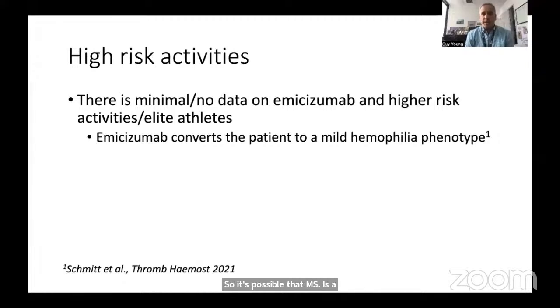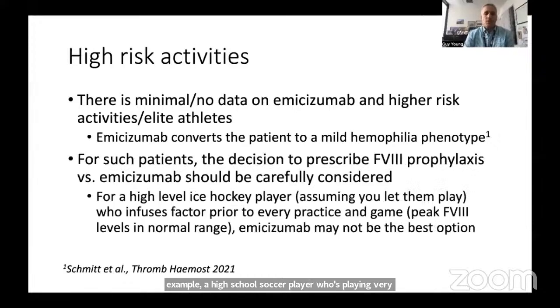The fact that there's no data doesn't mean that emicizumab can't be useful for such patients who are participating in such activities or sports, but it's something to keep in mind that we're not sure how well it may protect, for example, a high school soccer player who's playing very intensive level of soccer. So for such patients, the decision to prescribe factor VIII prophylaxis versus emicizumab should be carefully considered.